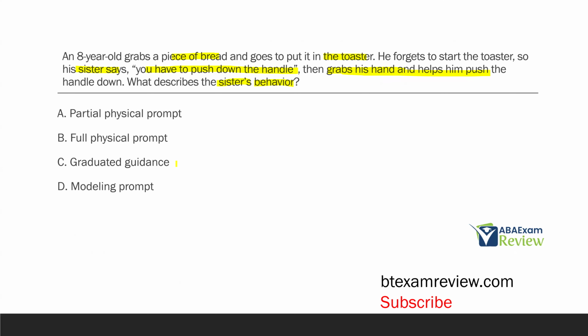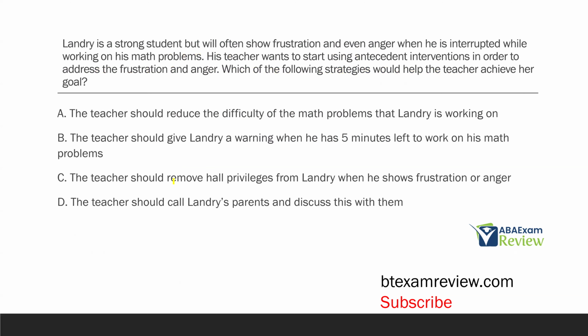Why isn't it graduated guidance? Well, with graduated guidance, we're only going to interject with a physical prompt as needed, and then we're going to immediately remove it. So you're only giving as much physical prompting as necessary, and then you're immediately removing that physical prompt. In this case, the sister went straight to a full physical prompt. And then modeling, the sister's obviously not modeling. If the sister was doing a modeling prompt, she would have pushed down the handle herself, and then hopefully the 8-year-old would have imitated. But that's not what occurred. What occurred and what describes the sister's behavior is going to be B, a full physical prompt.